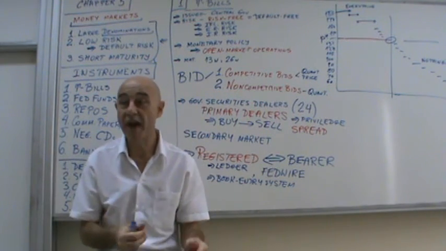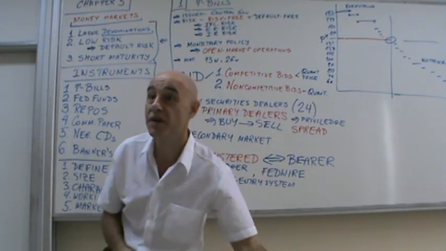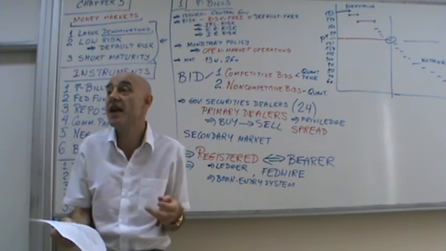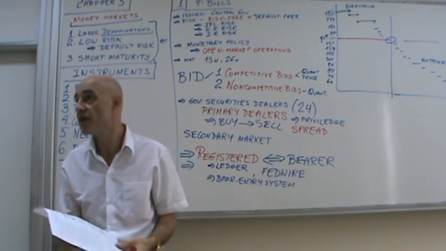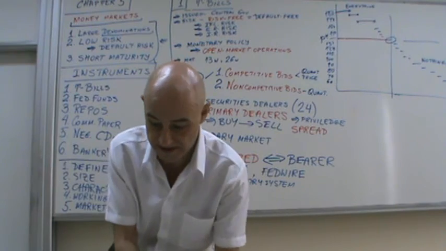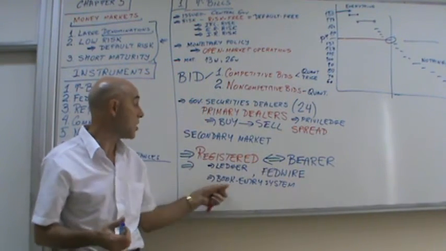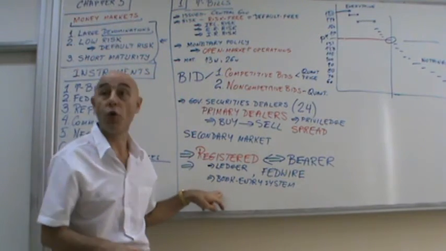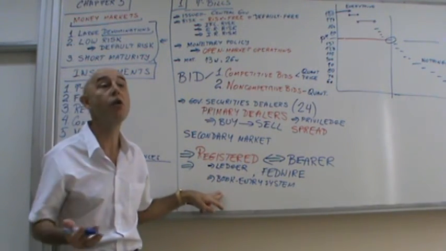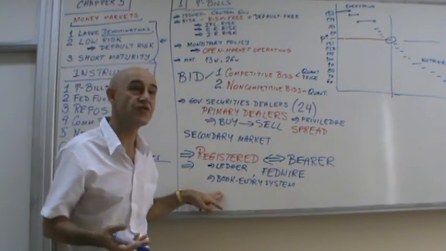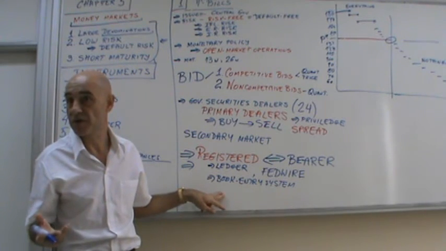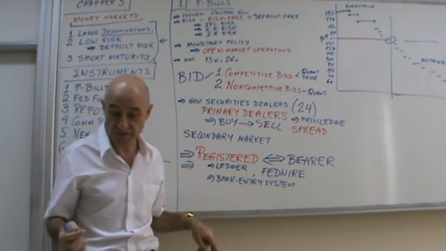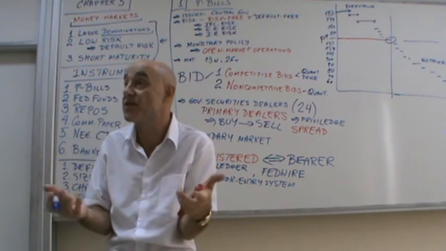There is no paper. You can't show it. You can't have it. You can't touch it. You can't feel it. It's just a computer system, okay? So that's registered. There is, of course, because of that reason, no physical transfer of paper. There is no physical transfer of paper. Okay, there's no physical certificate.